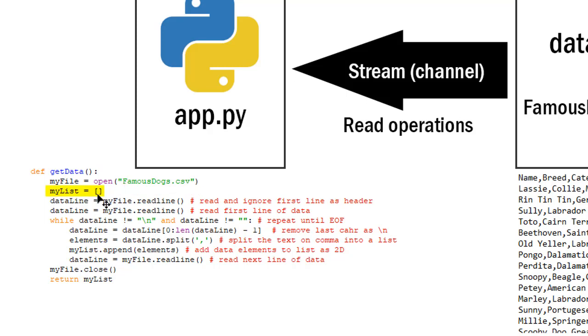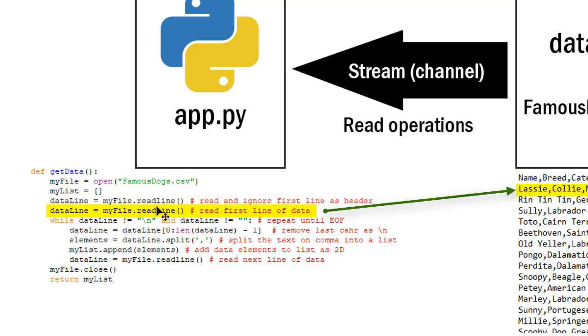So then I create an empty list called myList. And so I've created that stream, and I can do a couple things with that stream. I can read that data all at once, or I can read it one line at a time. And I'm going to use the readLine method to read one line at a time. So I'm going to read the first line, but that first line is my header information. It's that name, comma, breed, comma, category. I don't want to do anything with that.